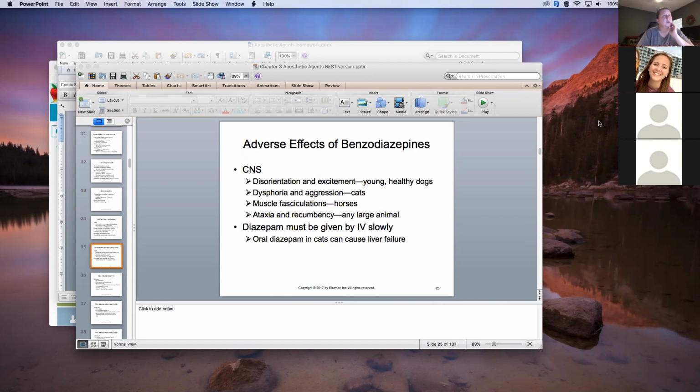Wait, Kayla, which drug are you talking about? Are you talking about ACE? Oh, well, ACE promazine, let me back up. ACE promazine reduces the seizure threshold. So if you have an animal with a history of seizures, I would not pre-med them with ACE because it can bring out a seizure.